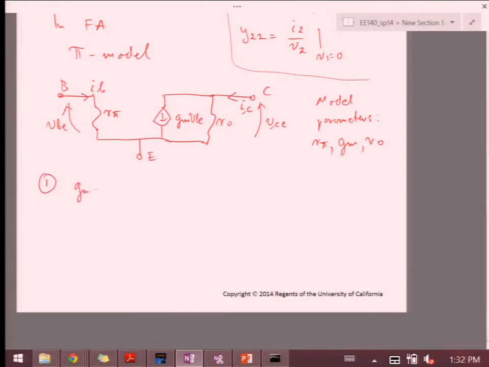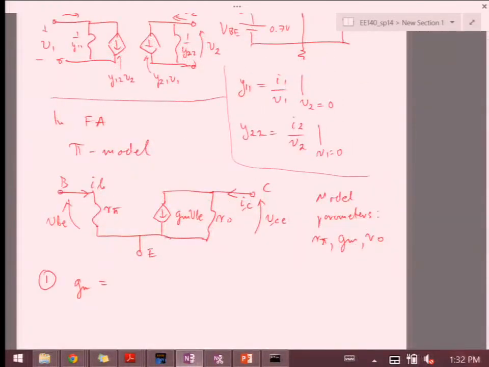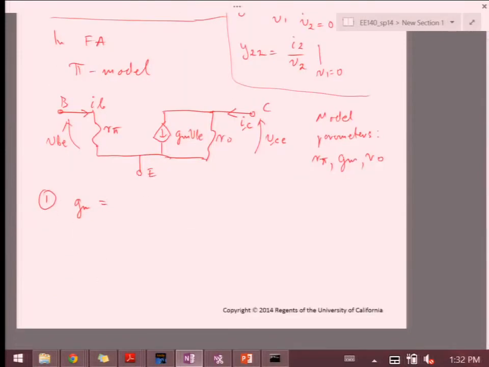So if I look again at these two port formulas here, then I can derive GM as IC over VBE, but under the condition that I short this output. Right? So if I short VCE, then no current will be flowing, meaning if I connect this node to this node, right?